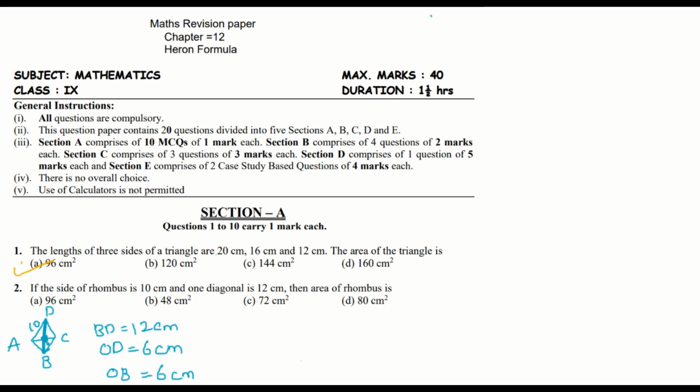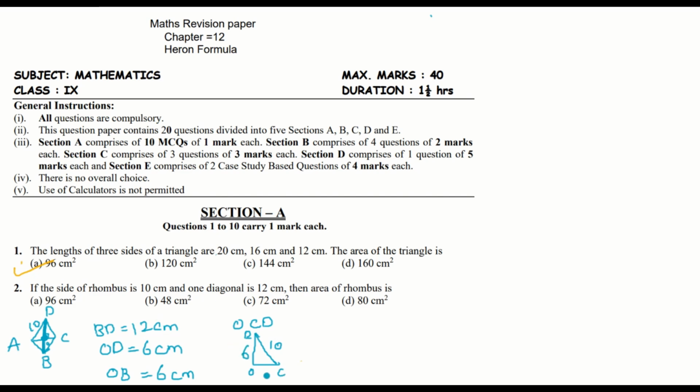And now let's take the triangle OCD. It's a right triangle, as the diagonals bisect each other at right angles. So here at the center, it makes 90 degrees. Triangle OCD is a right triangle. In this, we know one side: CD is the side of the rhombus, that is given as 10 centimeter. And one diagonal measurement is given, that is OD, which is half of it, 6.